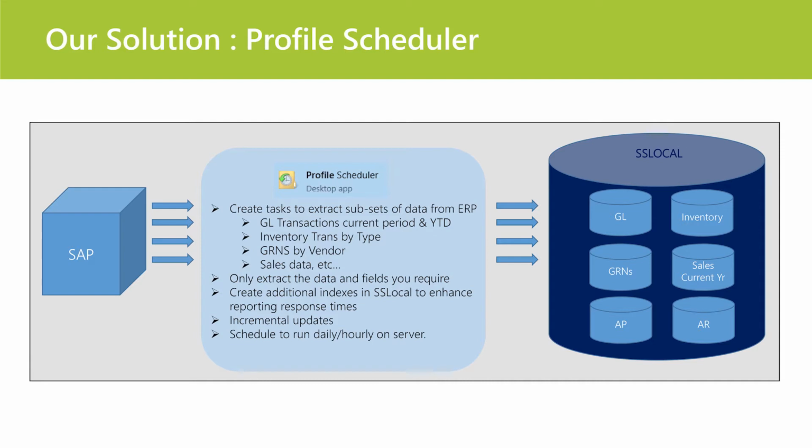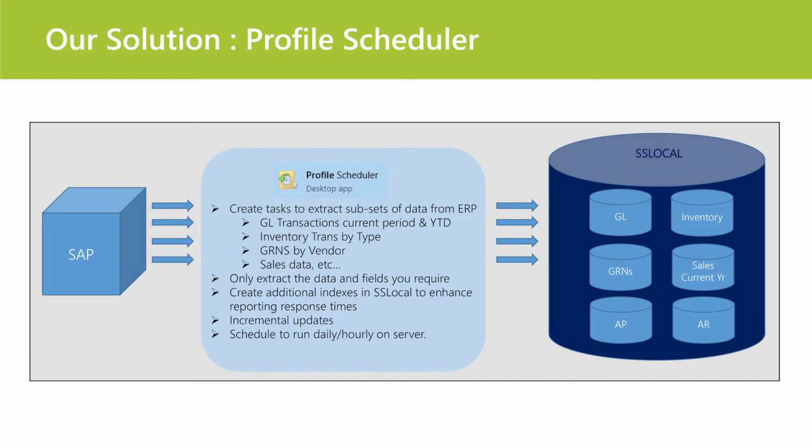You can create your own indexes so that when you're writing queries against this subset of the data in your local Spreadsheet Server SQL Server database, you can make those queries run much more quickly. You can do incremental updates, meaning you don't have to pull the entire table or rebuild the table each time.